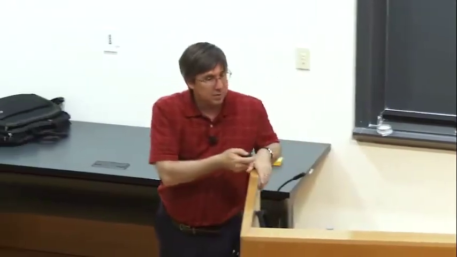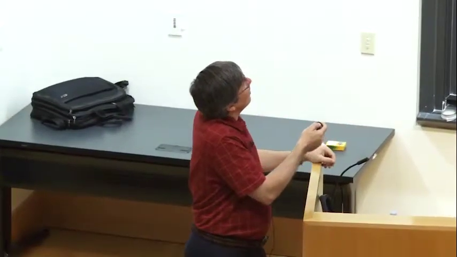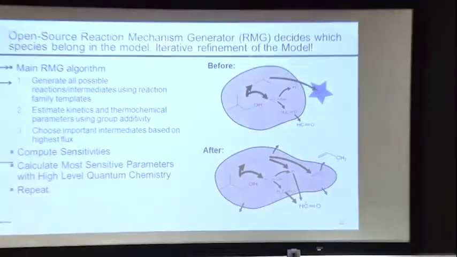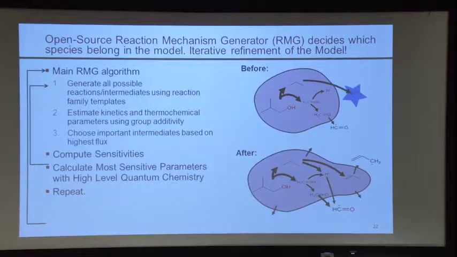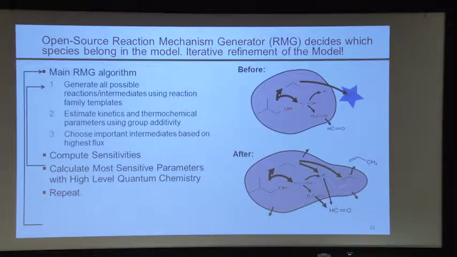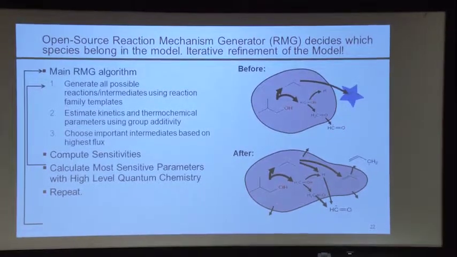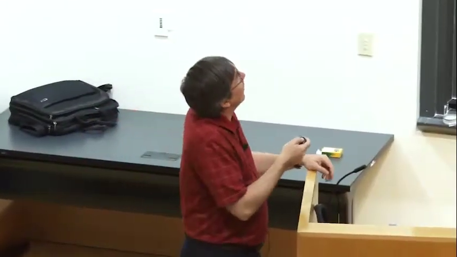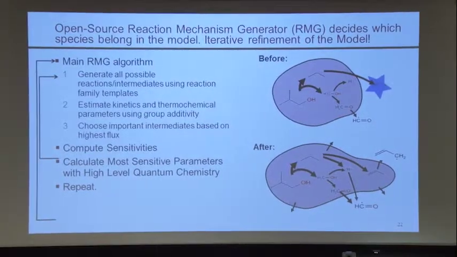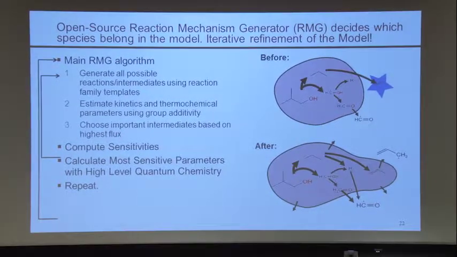So it generates all the reactions using the templates it's got. Then it estimates the kinetics and thermochemical parameters using group additivity for all the new reactions and species. And then it solves the differential equation for the revised model to get new estimates of all the concentrations, which it can use then to estimate the fluxes across the boundary from the model to the edge. And that's going to be the number that's used as the criterion for which species is most important to add next.